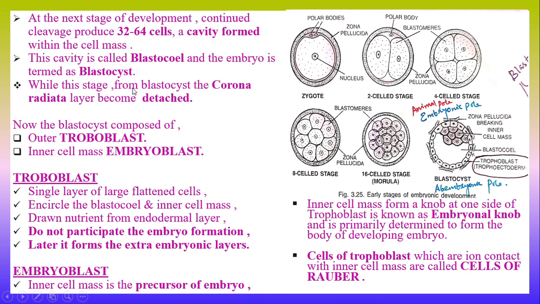With this stage, from the blastocyst, the corona radiata layer becomes detached. See here, the corona radiata layer is detached; the zona pellucida remains as it is. At this stage the corona radiata layer becomes detached. Now the blastocyst is composed of 2 layers of cells: the outer trophoblast and the inner embryoblast. Note this carefully, two layers are formed.